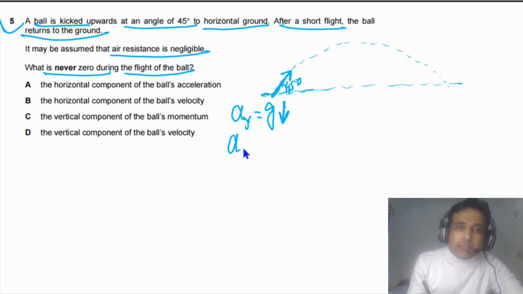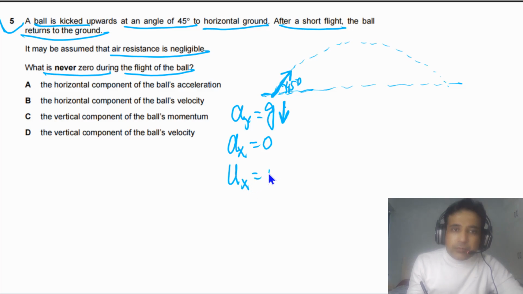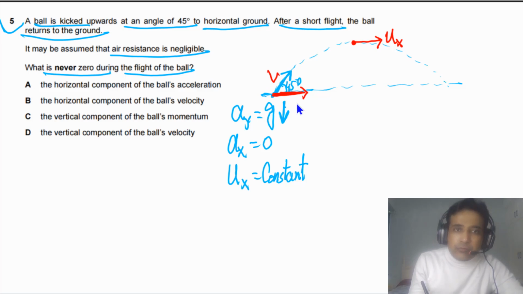And if you look at acceleration along x, this one is equal to 0 because there is no force along horizontal. And if you look at horizontal component of velocity, this will always stay constant throughout this journey. So we can say ux is constant because there is no net force acting along horizontal. So ux at this point has also the same value as it has at this point, meaning the initial value. So if the velocity is v, so the ux will be equal to v.